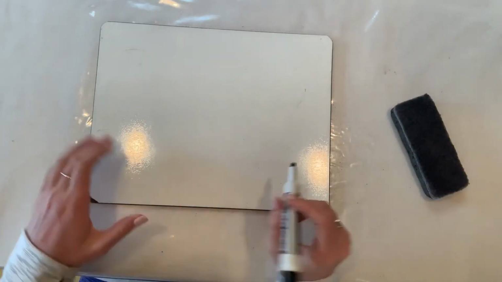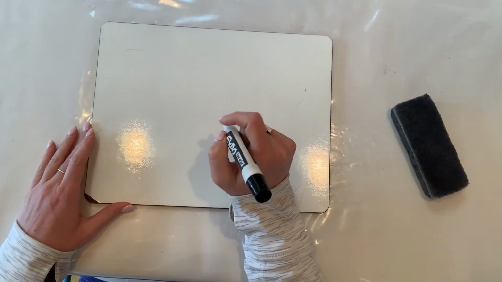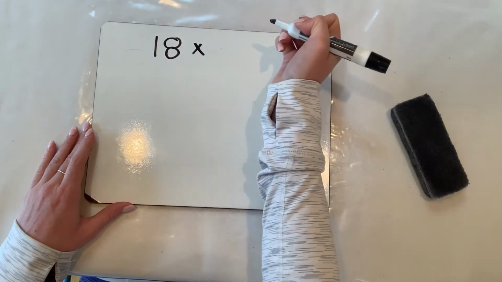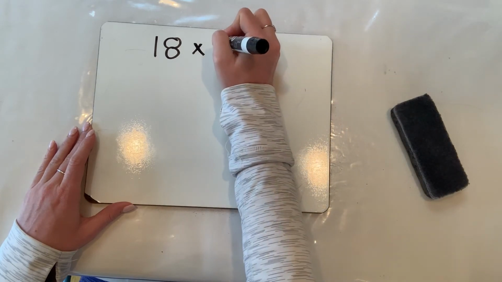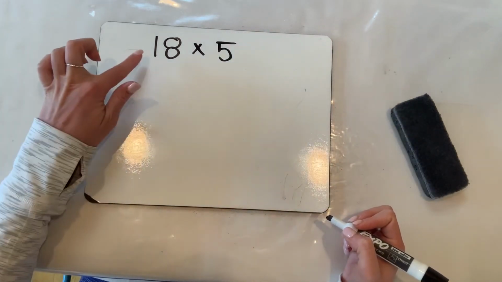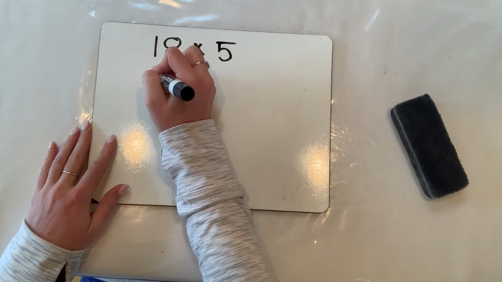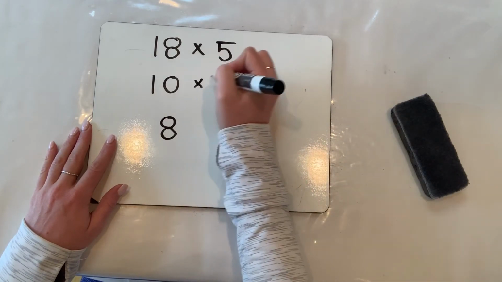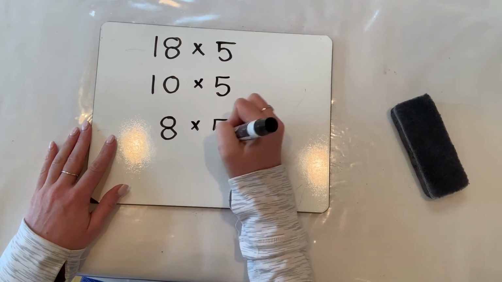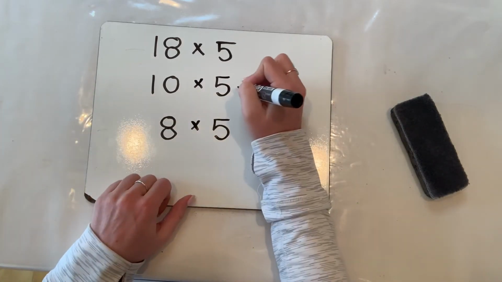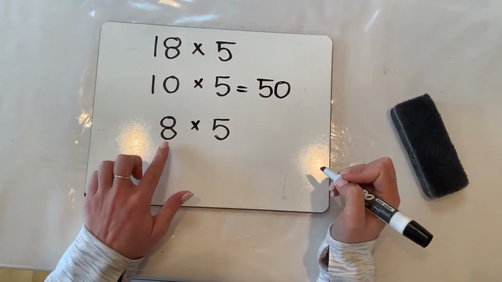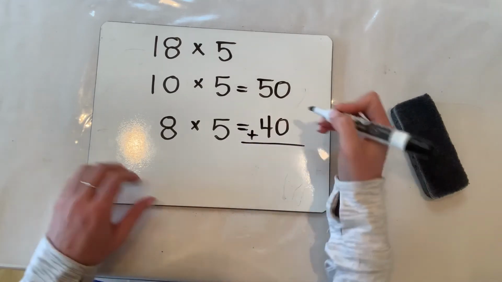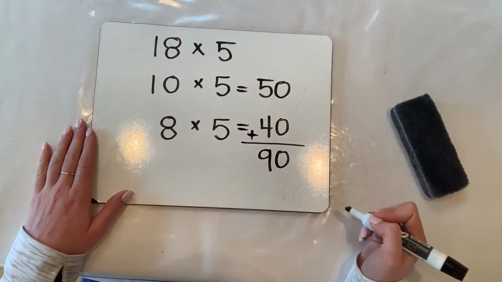All right, this will be the last one for today. We will try, how about 18 times 5. Okay, so split apart your 18. I'm splitting mine 10 and 8, and then multiply them both by 5. 10 times 5 equals 50. 8 times 5 equals 40. Add those babies up, you get 90.